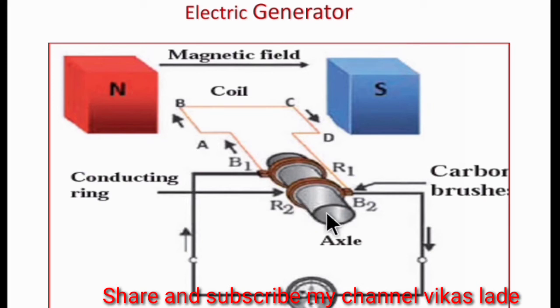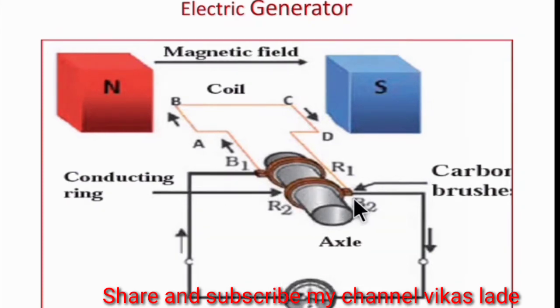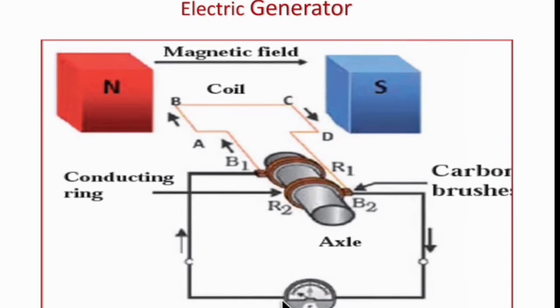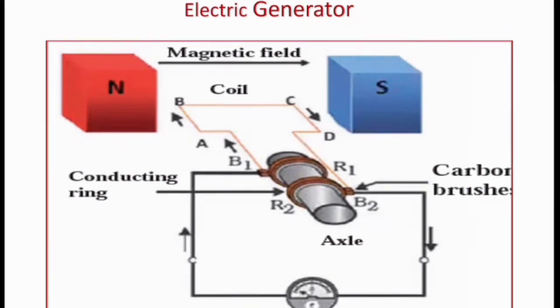Here is the B1 brush, and it is connected to the galvanometer. And the second brush B2 is also connected to the galvanometer, which shows the direction of the current in the circuit. Upon rotating the axle, branch AB goes up and branch CD goes down. That is, the coil ABCD rotates clockwise.